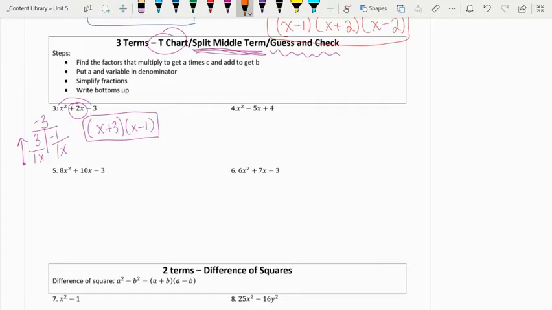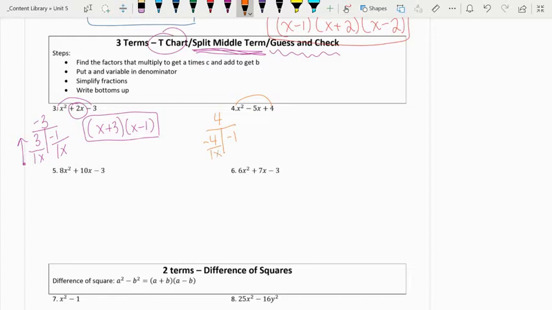This one I'm going to do with split middle term. Oh no, I'm going to do that on number 6. Okay, so we'll stick with t-charts. So first times last, we have 1 times 4, which is 4. And to multiply to positive 4, add to negative 5 would be negative 4 and negative 1.